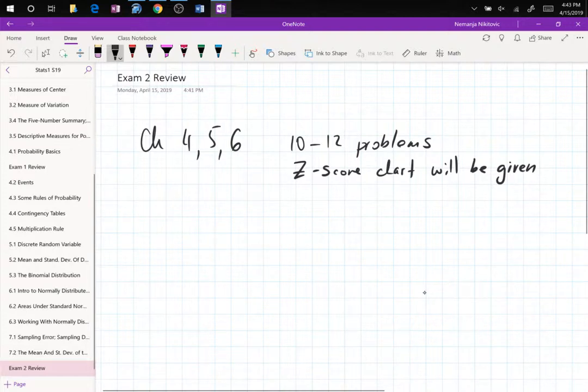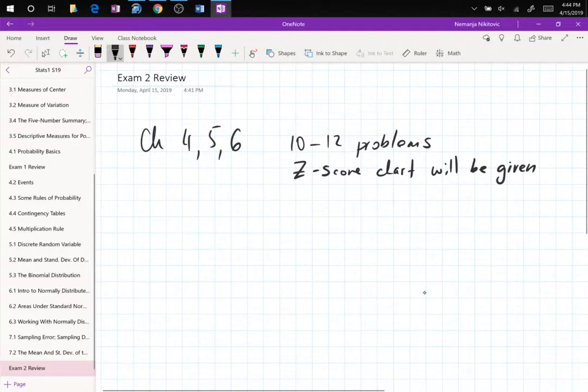Z-score and T-score chart will be given on exam 3, and then the final again, Z-score and T-score. You don't know what the T-score is yet because that's chapter 8. It's going to be equivalent to what the Z-score is just for the sample, but when we get there, right? So same deal as last time. We have the whole class, 1 hour 20 minutes for the exam, so make sure you have your scientific calculator with you if you need one.